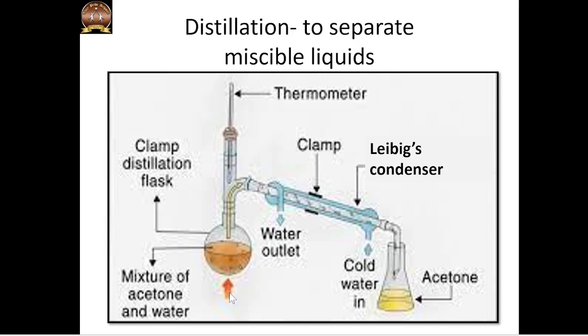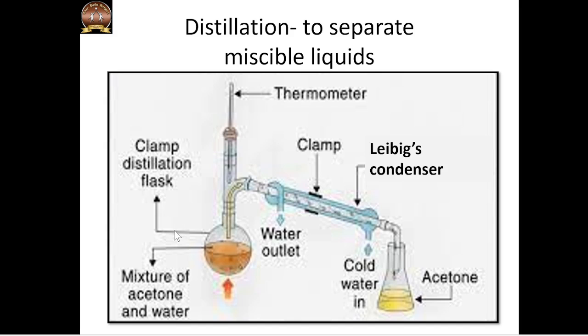So where does the evaporation process happen? The evaporation process happens when you heat the round bottom flask. So heat is applied over here below the round bottom flask by placing it on a Bunsen burner or on a flame.